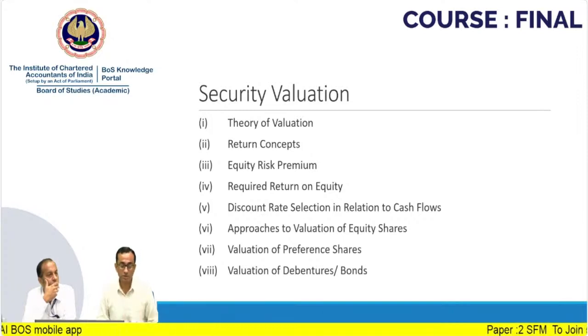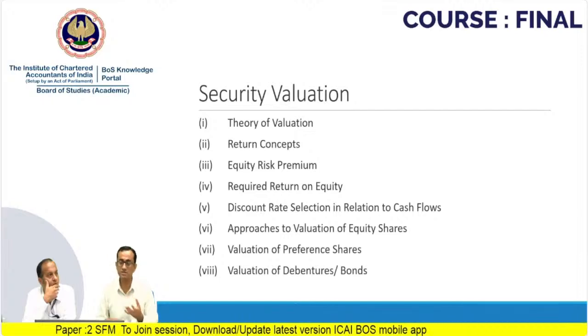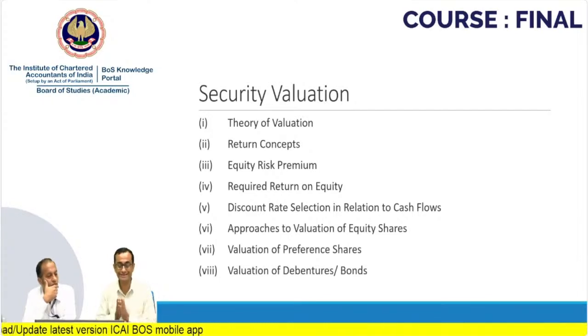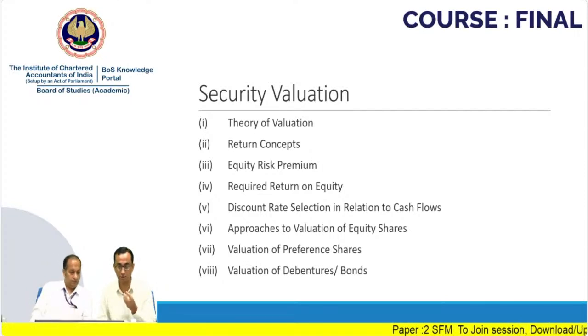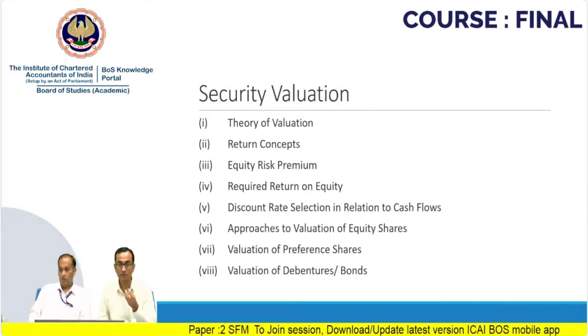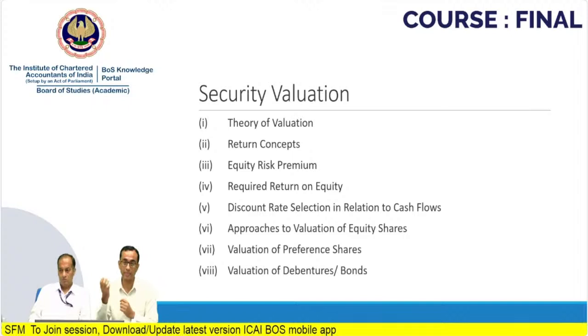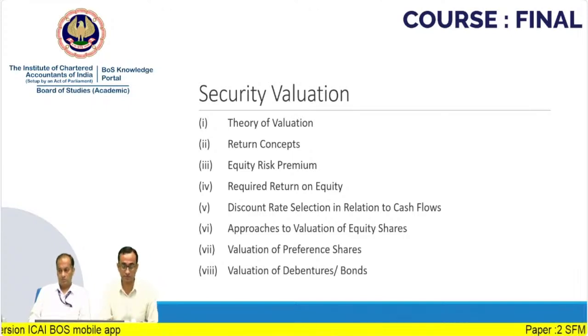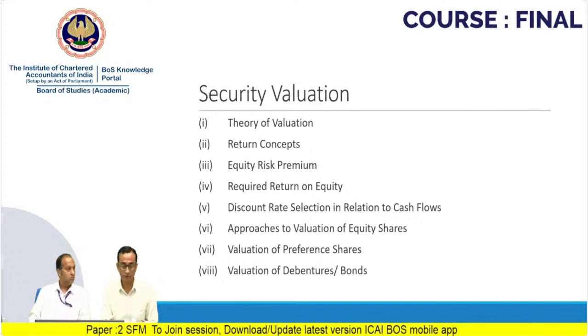Now come to the required rate of return. Required return on equity, I have also told. This is basically the cost of equity, and it is actually utilized to calculate the value, that is, the present value of the future cash flows. So this is the discount rate which is used to calculate the present value of future cash flows.